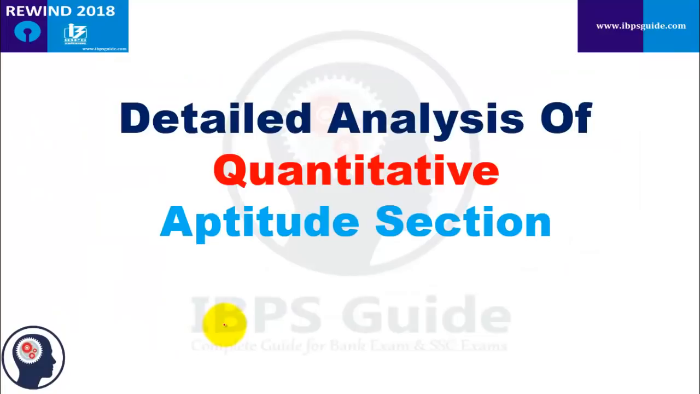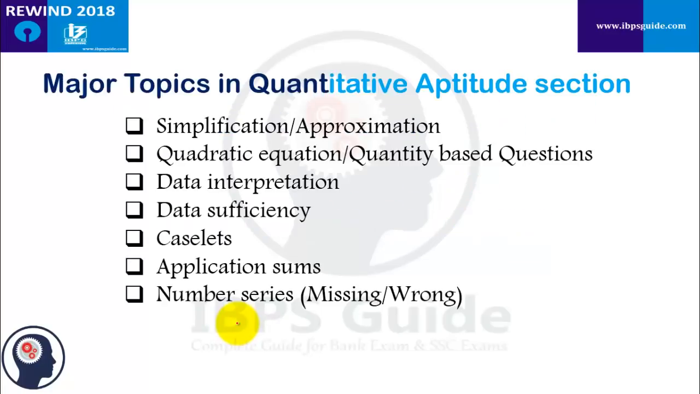In the year 2018, all the prelims were full of surprises. The pattern of the exam differed from shift to shift and we could not predict the number of questions and the level of the questions. Normally, simplification, quadratic equations, data interpretation, application sums and number series are asked, but missing number series were asked.